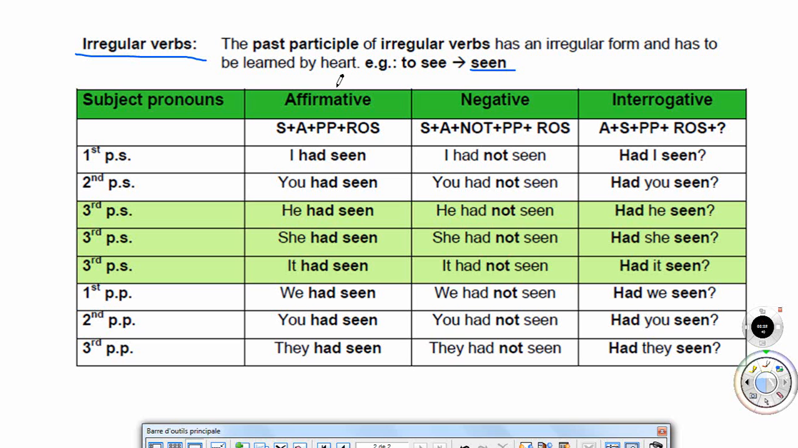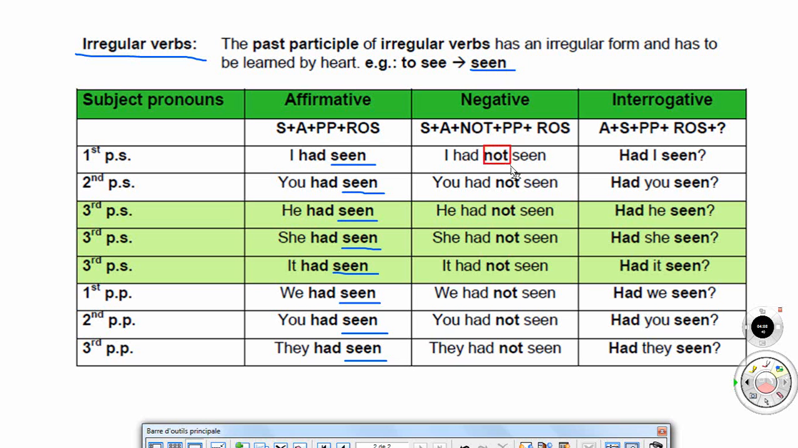For the affirmative form, it's the same thing: subject, auxiliary, past participle, and rest of the sentence. I had seen, you had seen, he had seen, she had seen, it had seen, we had seen, you had seen, they had seen. For the negative, same thing as affirmative, except that we're going to add not.